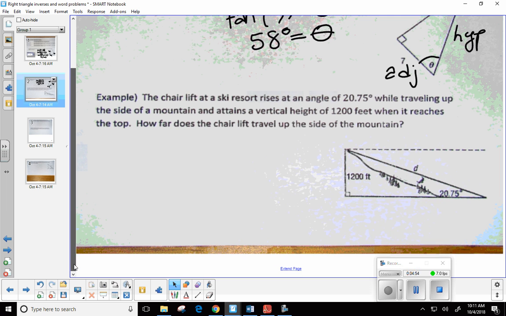Okay, so this next question is slightly different. It says the chairlift at a ski resort rises at an angle of 20.75 degrees while traveling up the side of a mountain and attains a vertical height of 1,200 feet when it reaches the top. How far does the chairlift travel up the side of the mountain? Can somebody come and set it up for me? You don't have to solve it yet. I just want you to set up the trig function.